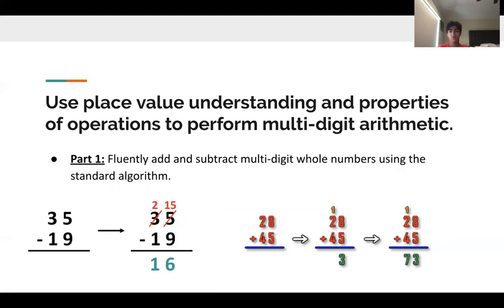Since we have to go from top right to bottom right, we're just going to go ahead and X out that 5 and give you 15 instead. The reason you're going to do that is because you can't do 5 minus 9. You have to go ahead and add 10 to that number if it doesn't work. Okay, so that's the standard algorithm. You would go ahead and do 15 minus 9, and that would give you 6.